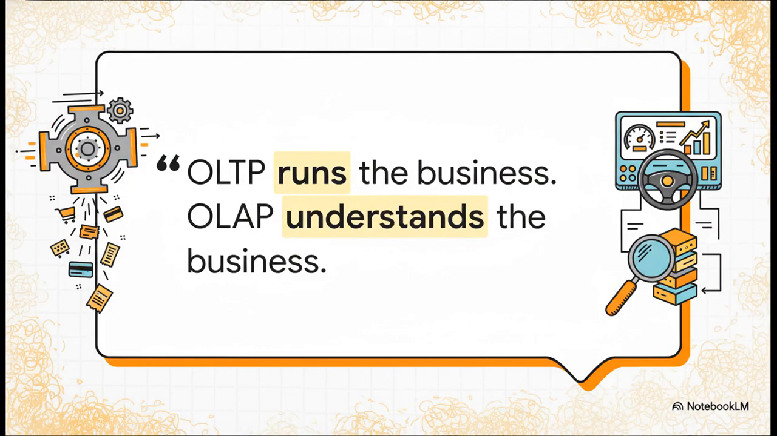If you only take one single thing away from this whole explainer, please let it be this quote. It just perfectly captures the relationship. OLTP is the engine that keeps the business running, processing every single order, every payment, every day. OLAP, well, OLAP is the dashboard that tells you where the business has been, where it is right now, and helps you decide where to go next.